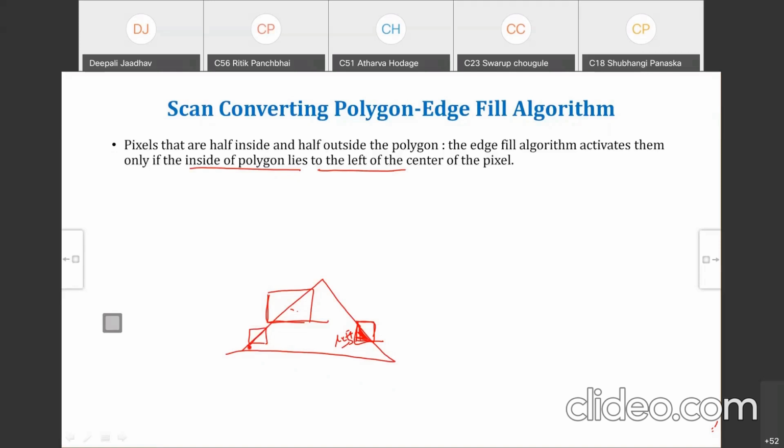Once again, if the pixel is half inside and half outside the polygon, the edge fill algorithm activates it only if the inside of the polygon is to the left of the center of the pixel. If the inside is to the right, it is not activated. Not activated means kept as it is, no action is performed on that pixel. Now see it with an example.